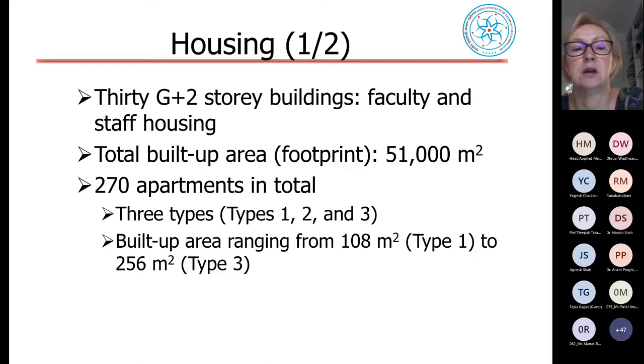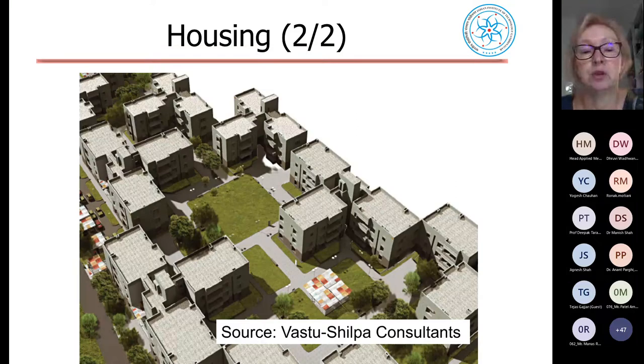These are faculty and staff housing, and the total built-up area of housing is 51,000 square meters. There are 270 apartments in total, of three types: types one, two, and three. Built-up area ranges from 108 square meters, the smallest, to 256 square meters, the largest. They're very spacious apartments, as you can see by the plan area. Really spacious for government buildings, I would say. I think they're the maximum it could be.